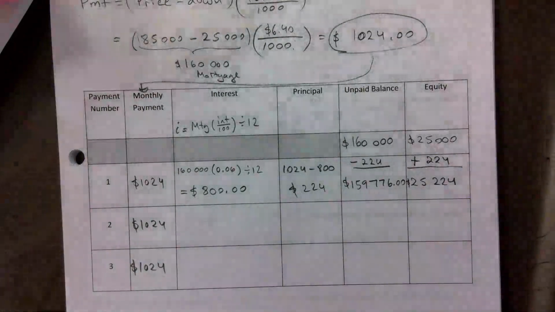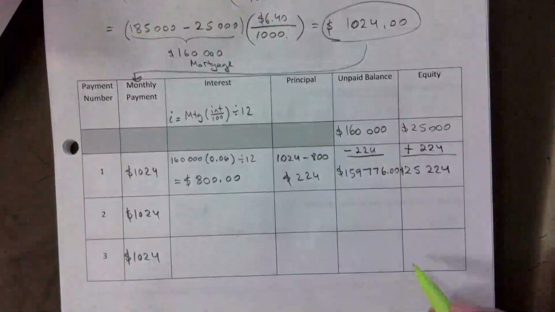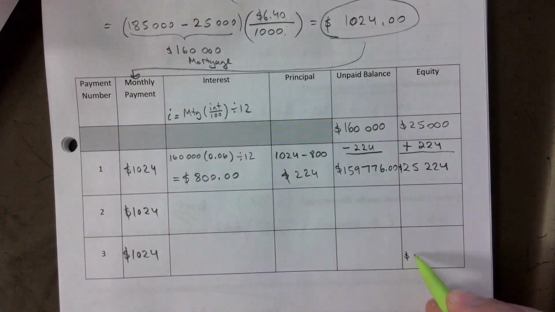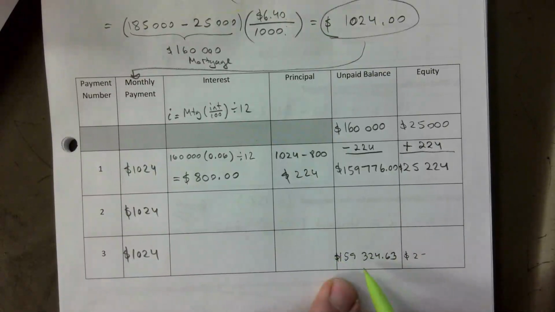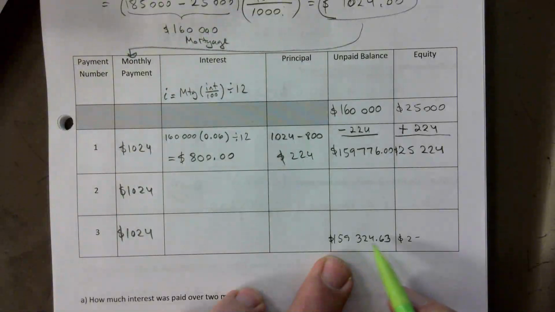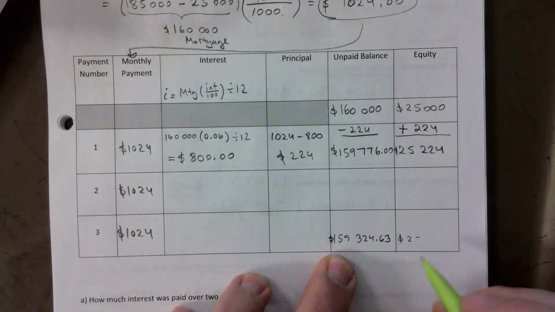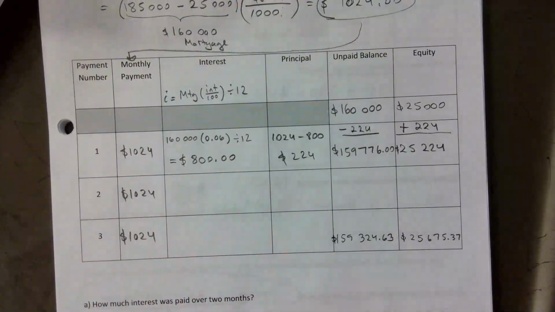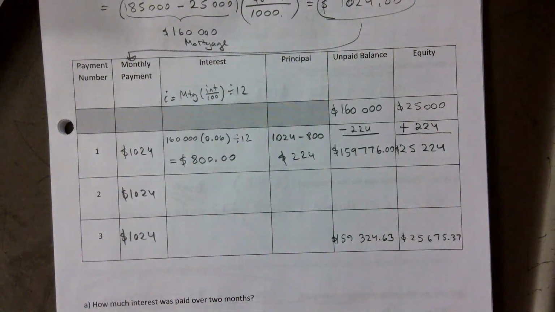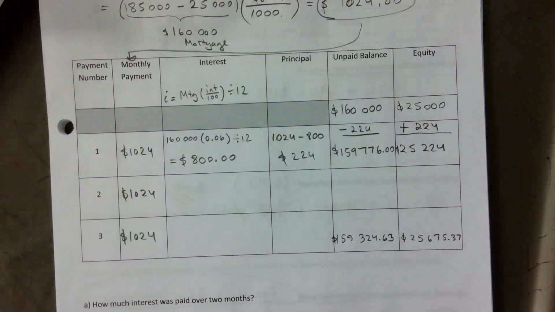So your homework is to fill in the rest, and I will post the answer key to this. You know what? I'll just give you the answer here. This very last cell, write this down: 159,324.63. That's going to be the answer key. That's what's supposed to go in there. Equity, I don't really care about that much, but I will give you the number anyways. So that's your key there. And just be ready for those every once in a while.